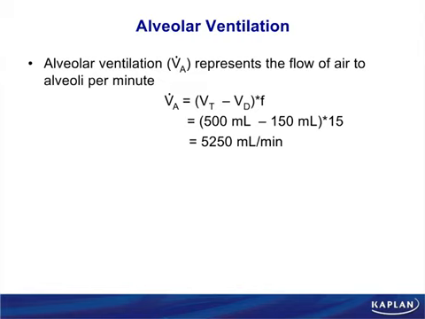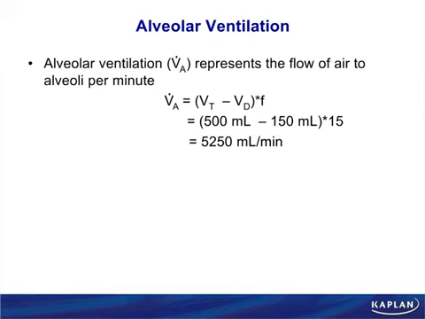Okay, so given that we all have a dead space, at least an anatomic dead space, we need to take that into consideration when we calculate alveolar ventilation. This is the flow of air in and out of the alveoli per minute. So this is the crucial ventilation. I must ventilate alveoli in order to maintain homeostasis. I've got to get the oxygen to the alveoli, and I must get the CO2 out of the alveoli. So V dot A, alveolar ventilation, is tidal volume minus the dead space times the frequency.